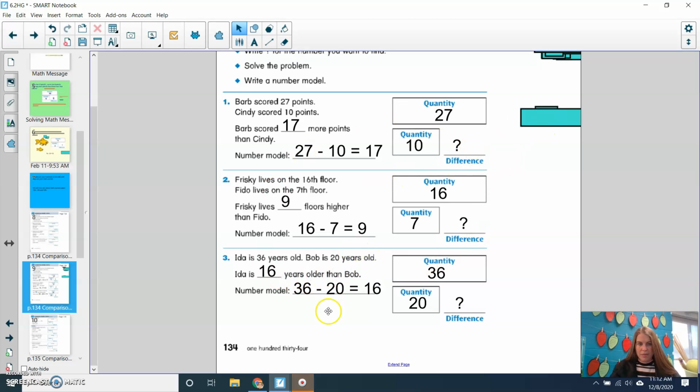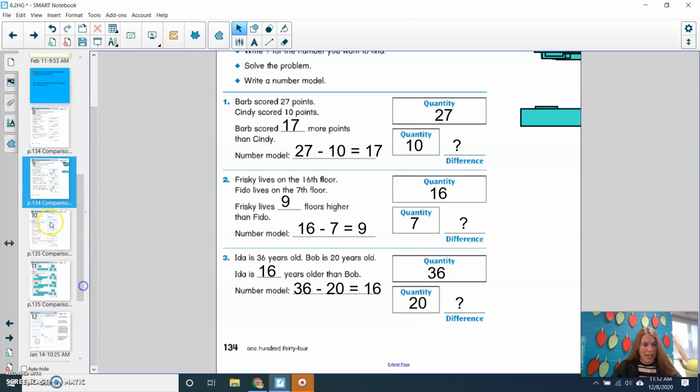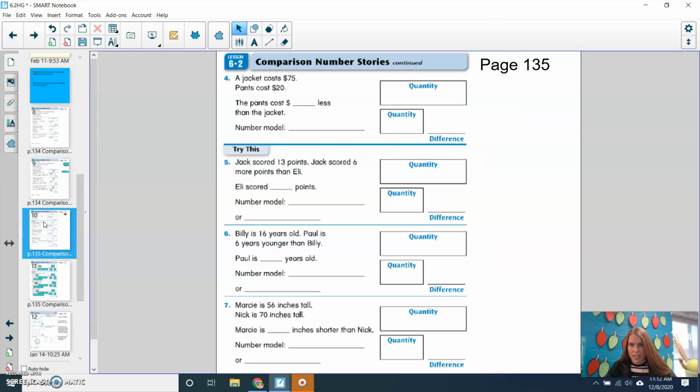If you want to double check to make sure you have this page correct before moving on to the second page. So we're going to work a little bit more on some of these looking at page 135. So if you look at some of these are going to be where we're solving for the difference, but some of them are going to be where we're missing one of the quantities. So can you press pause and try this page and then press play when you're ready to check?